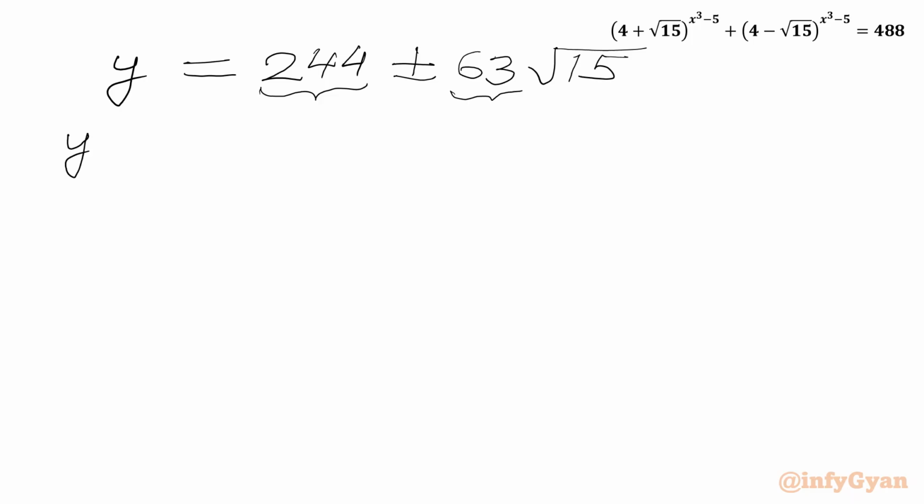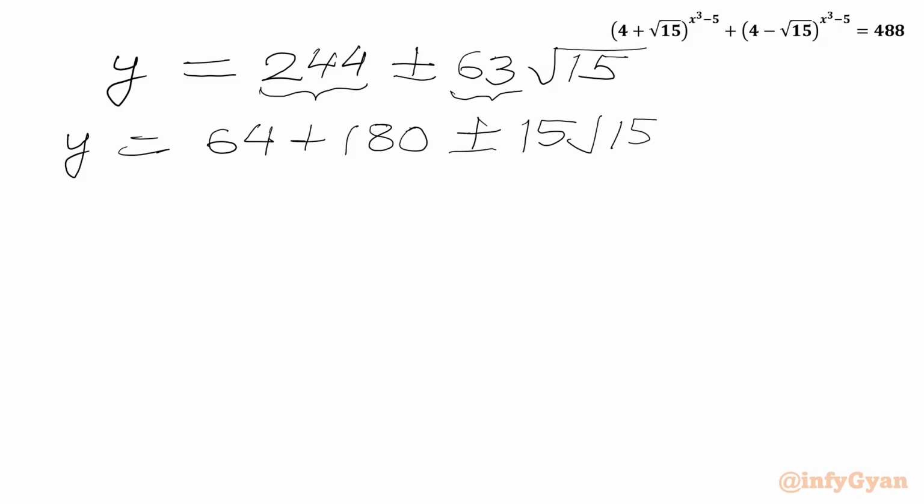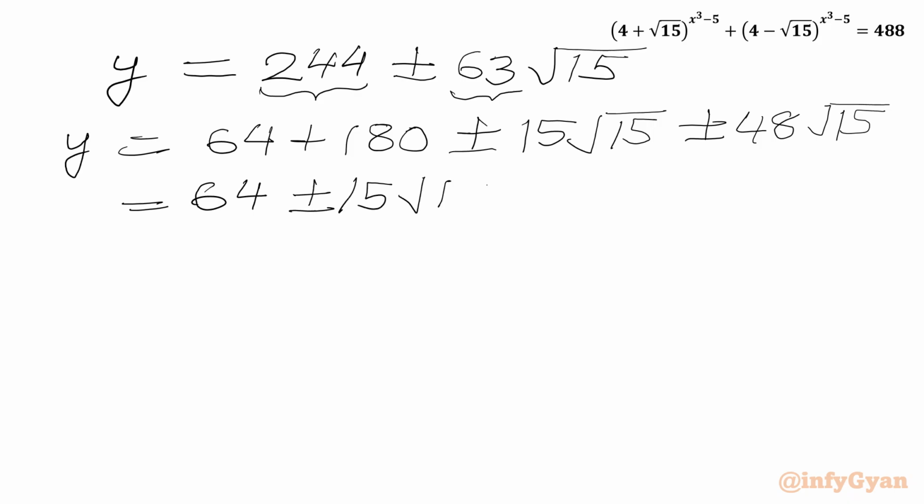So I can write y equal to 244, which we can write as 64 plus 180. 63 we can split as 15 plus 48. So we can write plus minus 15 root 15 plus minus 48 root 15. Now let me rearrange the numbers first. So I can write 64 first, then our third term 15 root 15, then 48 root 15, then plus 180.